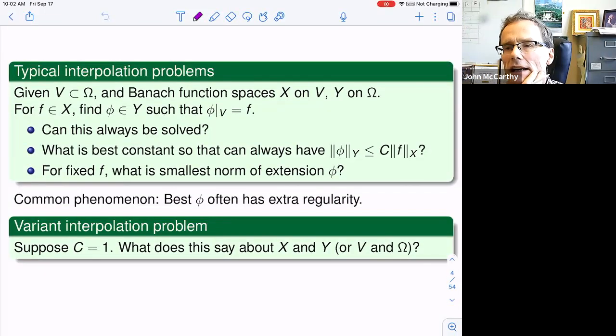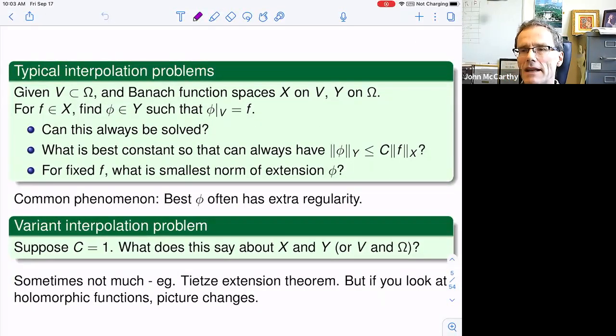So I want to talk about a kind of a variant problem on this, which says, suppose you know you can do this extension, and moreover, you can do it in the best possible way, that your constant is always 1. What does this say about the Banach spaces x and y and how they're related to each other? Or if you like, what does it say about the sets v and omega and how they're related to each other?